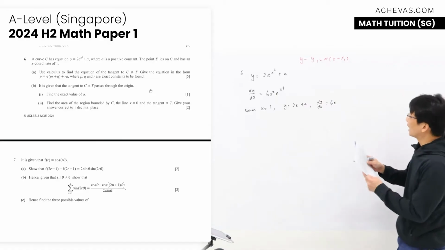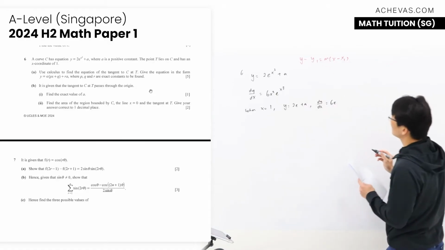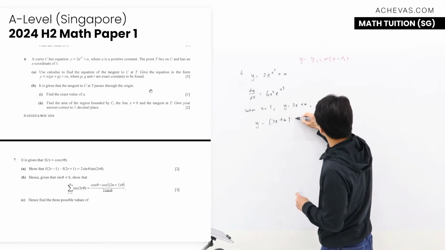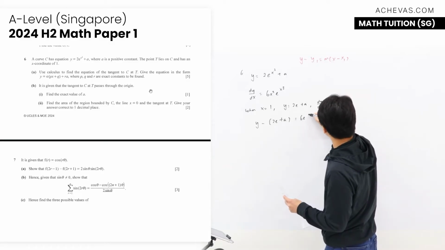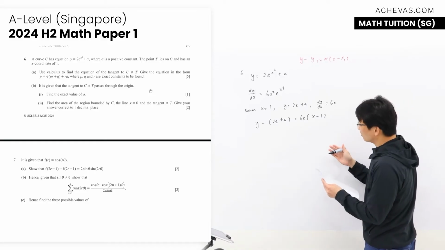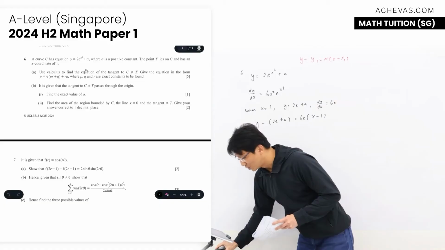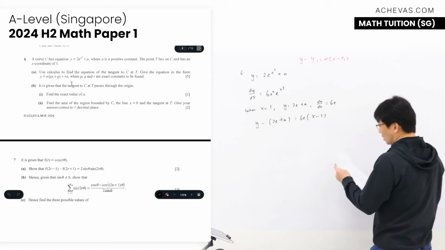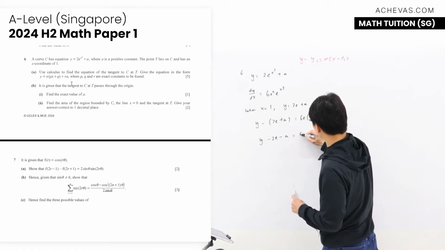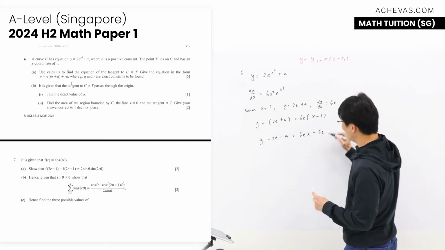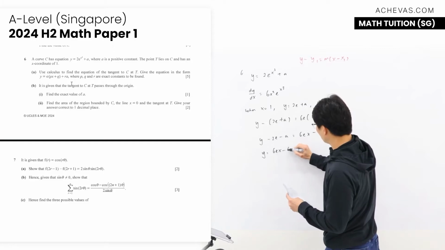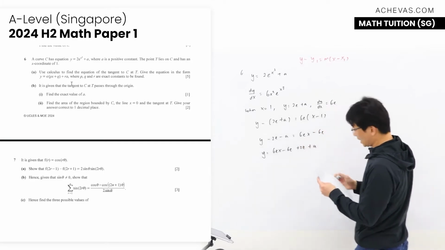Alright, with these values, I can plug these values into this equation here. I'll get y minus (2e plus a) equal to the gradient, which is 6e, times (x minus 1). Perhaps I can do a bit of simplification into the form which they want us to express. I will get y minus 2e minus a equal to 6ex minus 6e. I will end up with y equal to 6ex minus 6e plus 2e plus a.